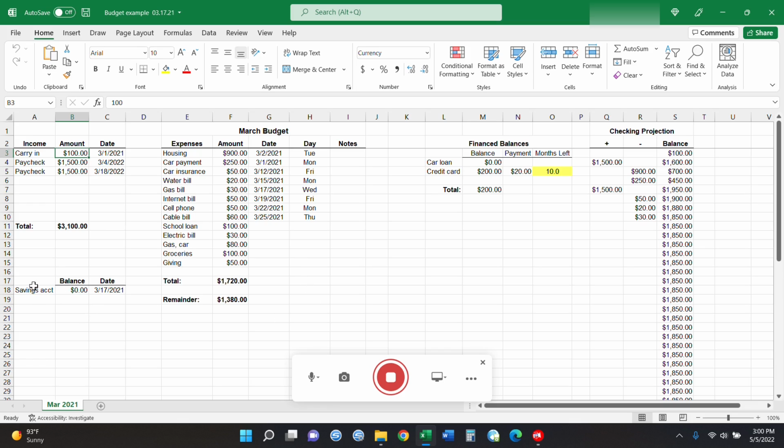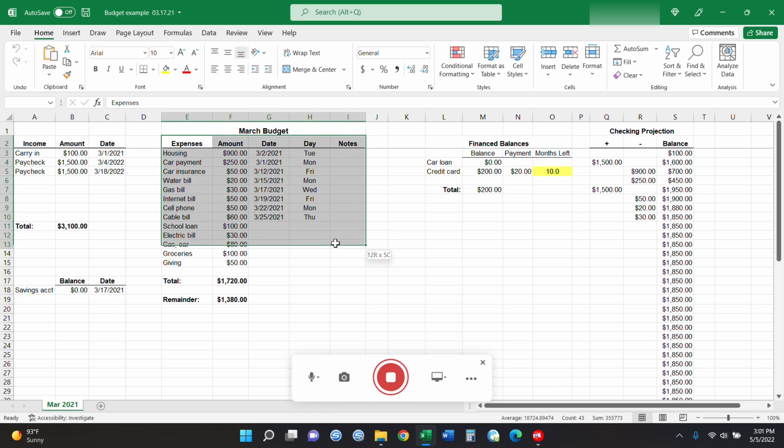So down here at the little lower section, we have the savings account showing a balance and a date. That would just be the date that you most recently updated the account balance there. So that's, again, fairly simple. Where things really are going to start getting interesting is over here in the expense section.